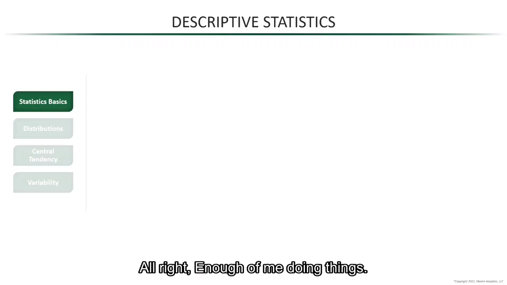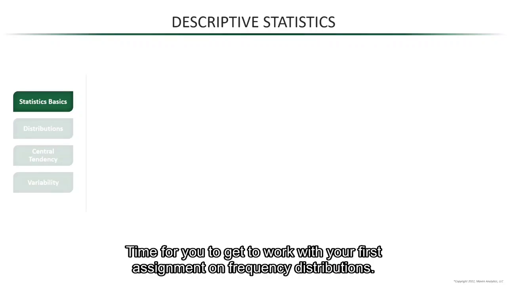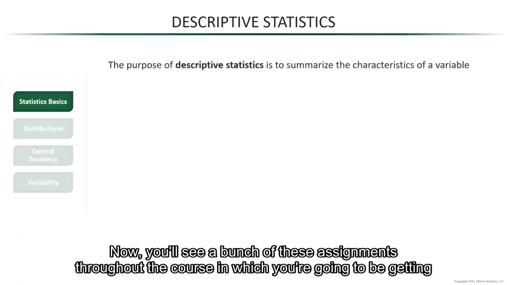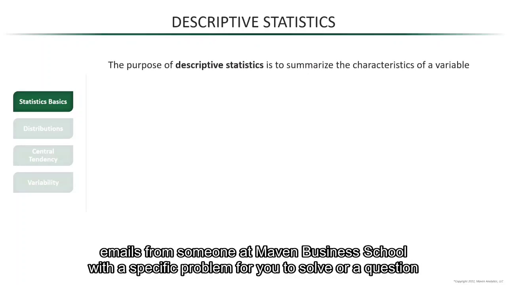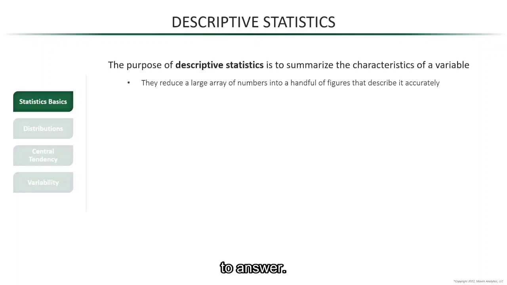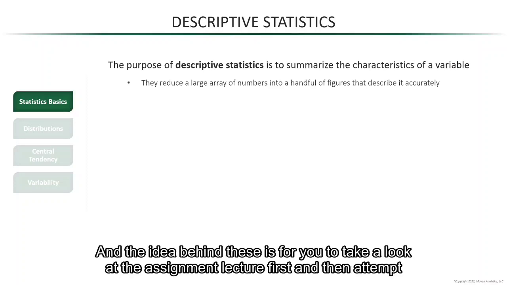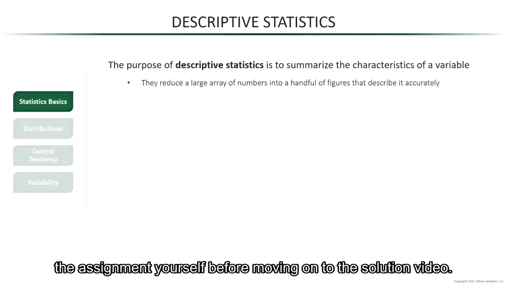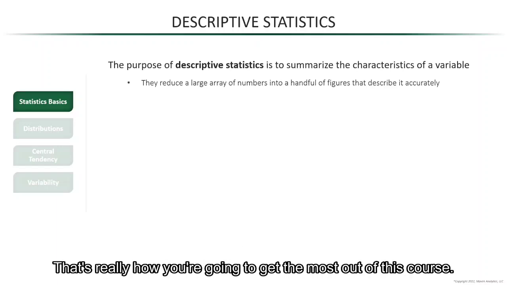All right, so we've touched on the subject of descriptive statistics a few times now, but I'll add a final definition here. The purpose of descriptive statistics is to summarize the characteristics of a variable. In other words, descriptive statistics reduce a large, often incomprehensible array of numbers into just a handful of figures that describe it accurately. It's essentially data analysis as you know and love it, turning data into insight.